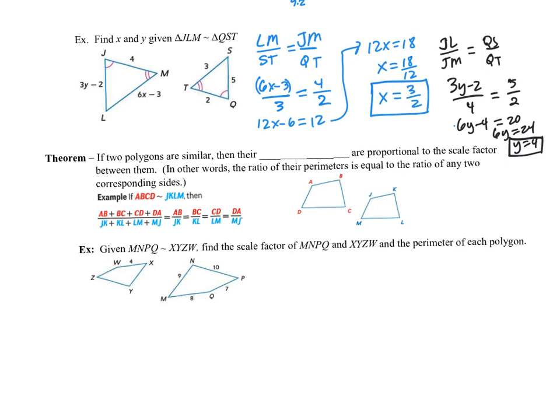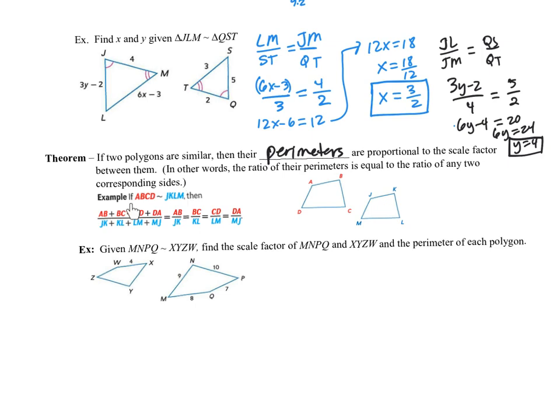Okay, so let's end with a theorem. This theorem says if two polygons are similar, then their perimeters, that's the distance around the outside, their perimeters are proportional to the scale factor between them. In other words, the ratio of the perimeters is equal to the ratio of any two corresponding sides.